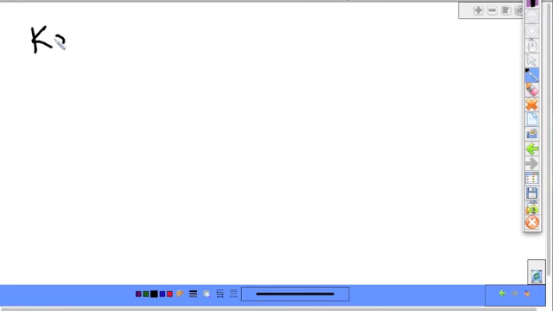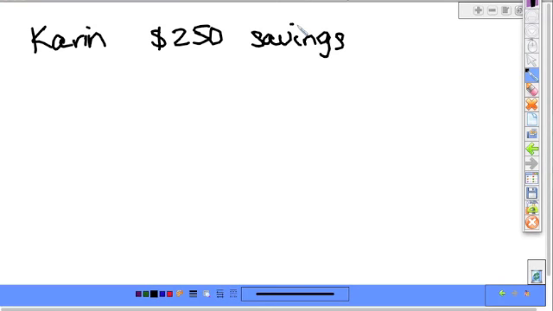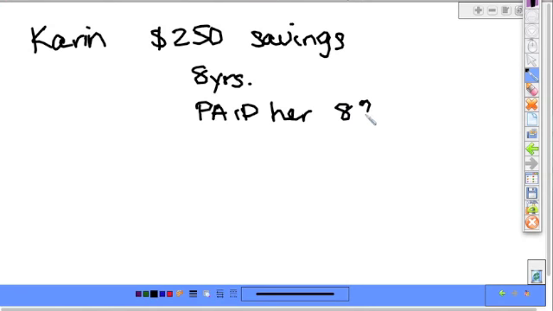Let's say we have Karen, who has $250 in her savings. Okay? She kept that $250 in that savings. She didn't add any money to it. She didn't take any money away. She kept that in there for 8 years. And the bank is paying her this time, so I'm going to put paid her an 8% interest.